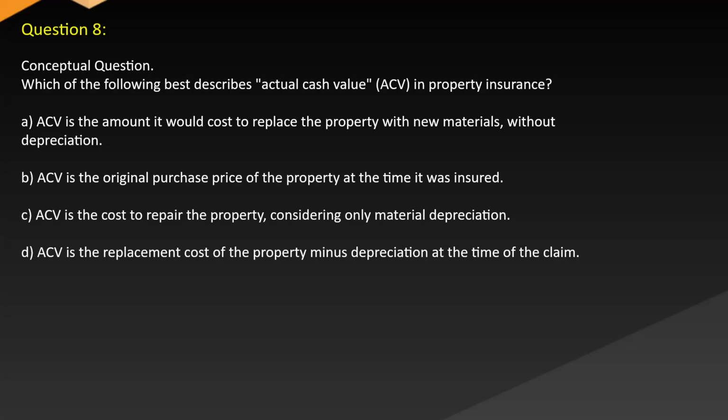Conceptual question. Which of the following best describes the actual cash value received in property insurance? A. ACV is the amount it would cost to replace the property with new materials without depreciation. B. ACV is the original purchase price of the property at the time it was insured. C. ACV is the cost to repair the property considering only material depreciation. D. ACV is the replacement cost of the property minus depreciation at the time of the claim.